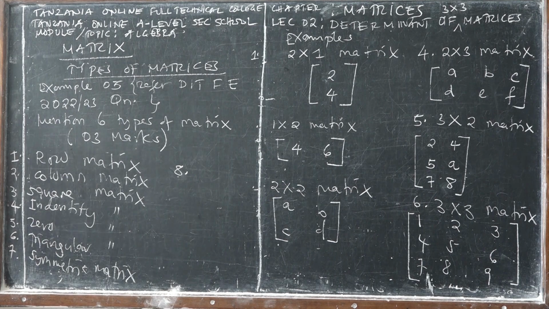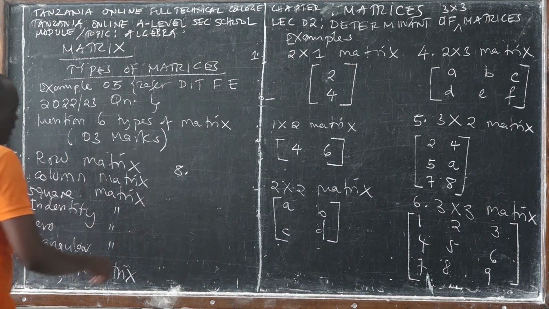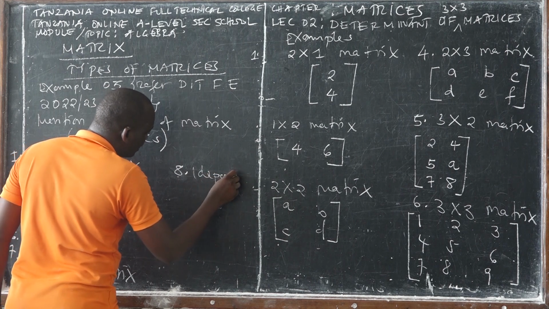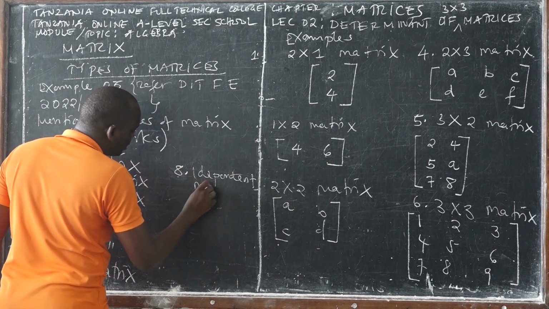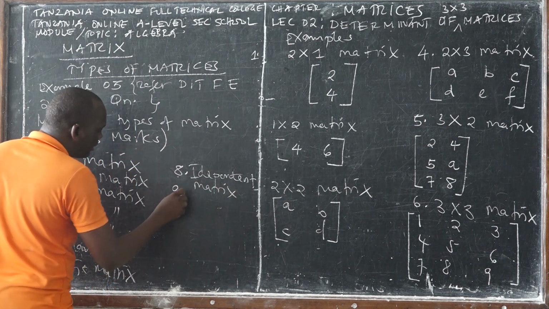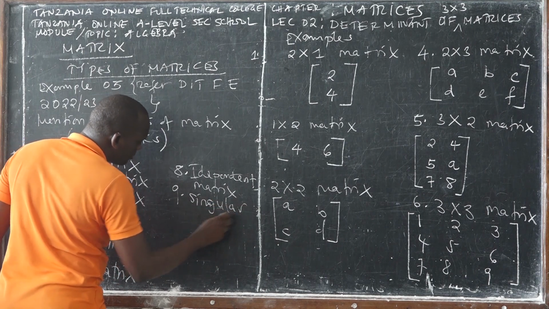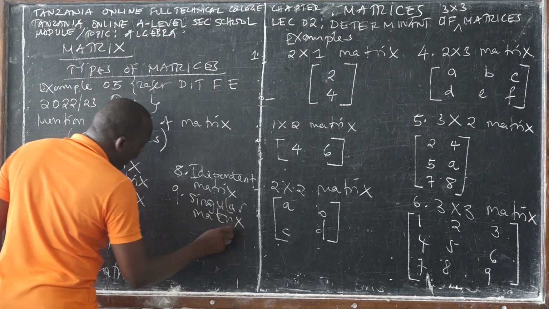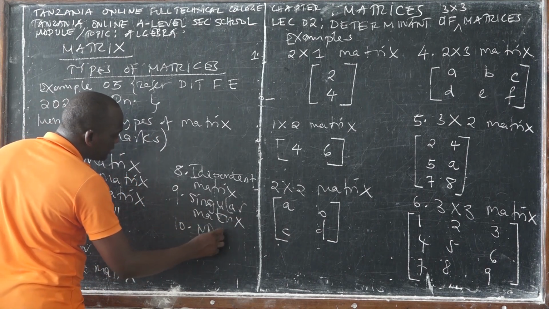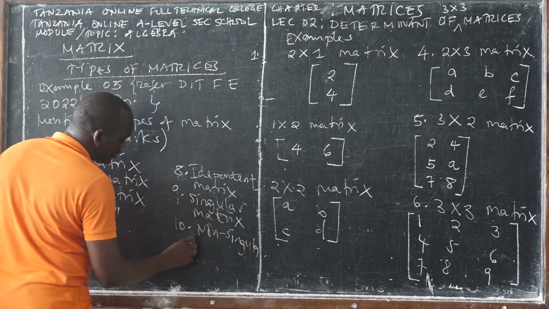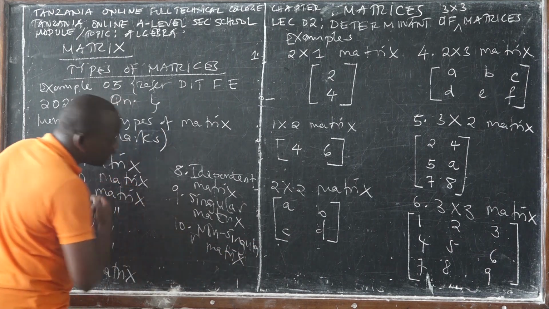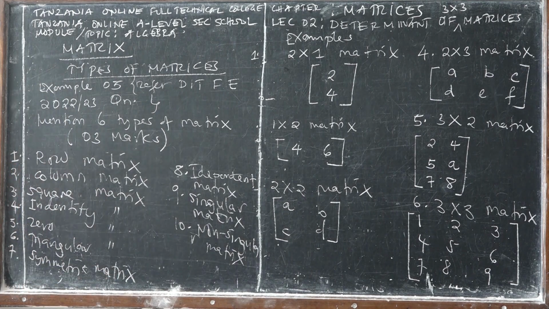Then the 8th type of matrix is called the idempotent matrix. Then the other one, number 9, is called the singular matrix. Say singular matrix. And then number 10 is called the non-singular matrix. So if you've been asked to mention 6, you know 10. Will it be a difficult question for you?